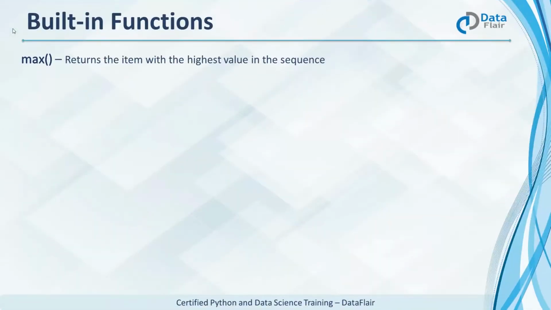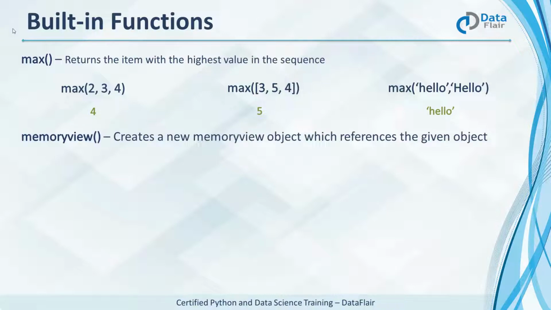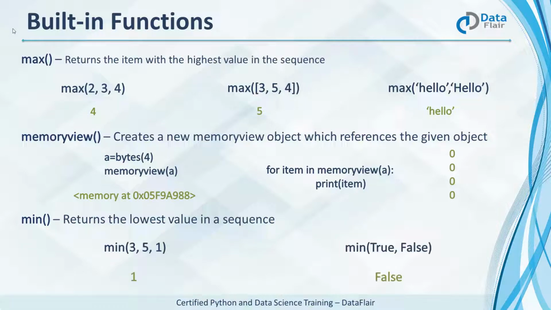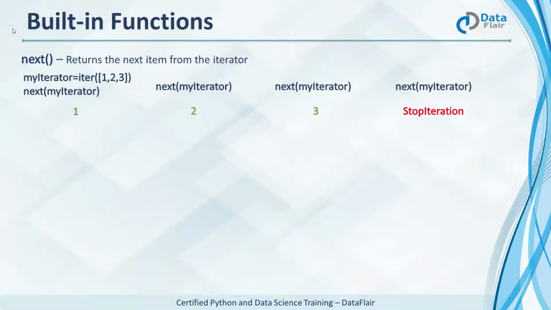Max returns the item with the highest value in a sequence. 4 is the greatest. 5. Hello. ASCII values are compared here. Memoryview creates a new memory view object. This references the given object. This is a memory view on A. Min returns the lowest value in a sequence, 1 and false. Next returns the next item from an iterator, 1, 2, 3, then stop iteration.